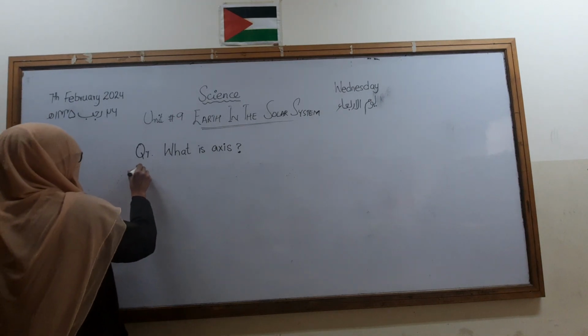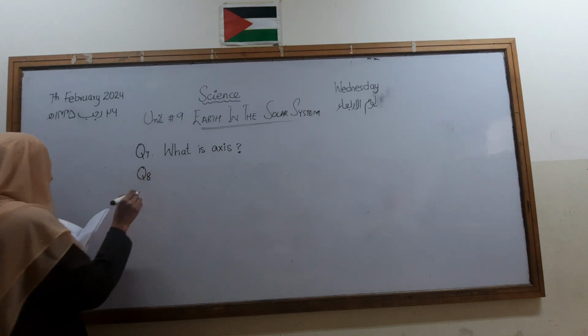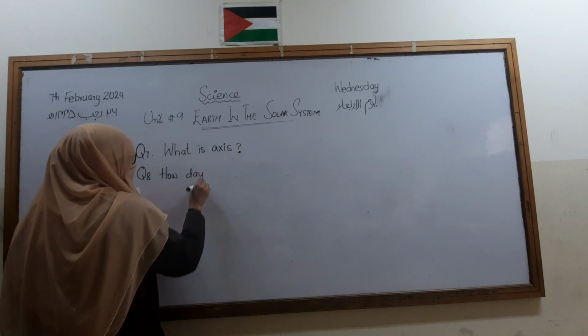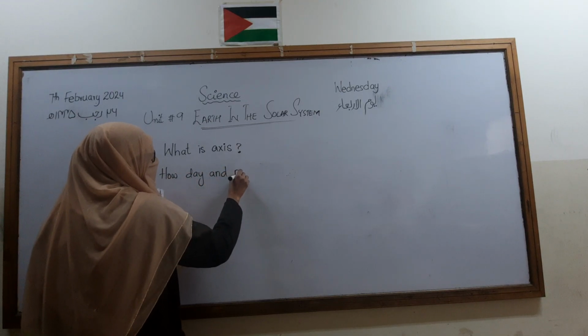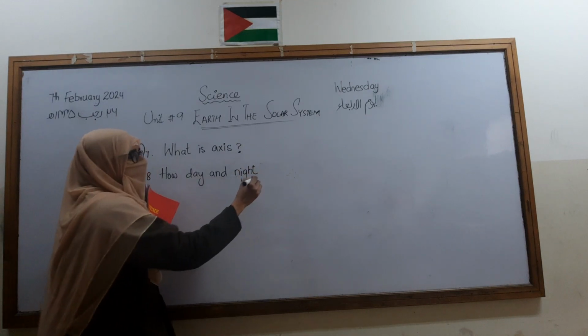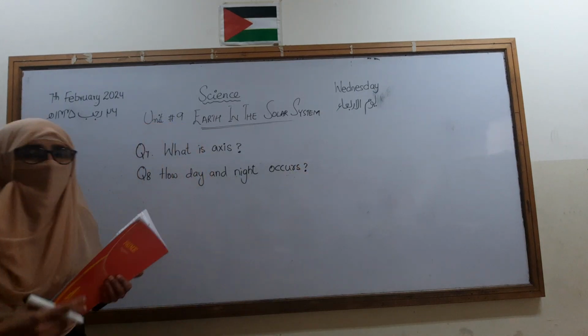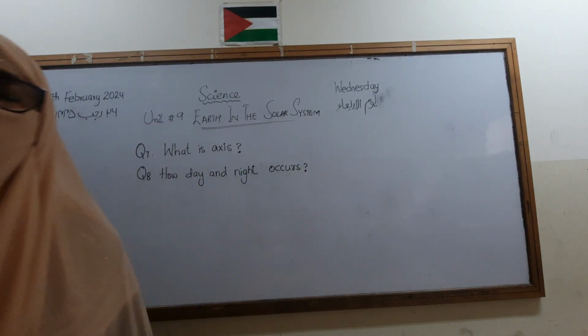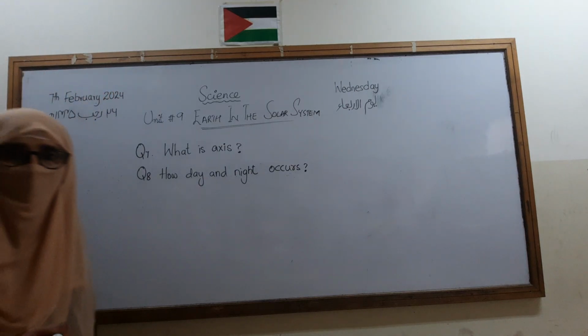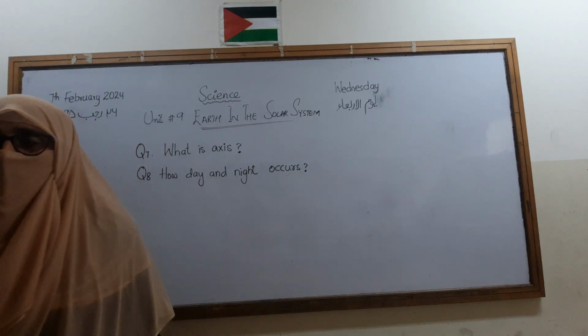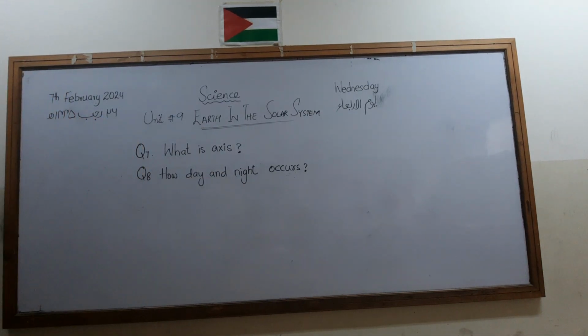Okay. Now question number 8 is, how do day and night occur? You have to write down due to which movement of the earth the day and the night occur. I have already told that due to the spinning movement or the rotation of the earth, we get day and night.